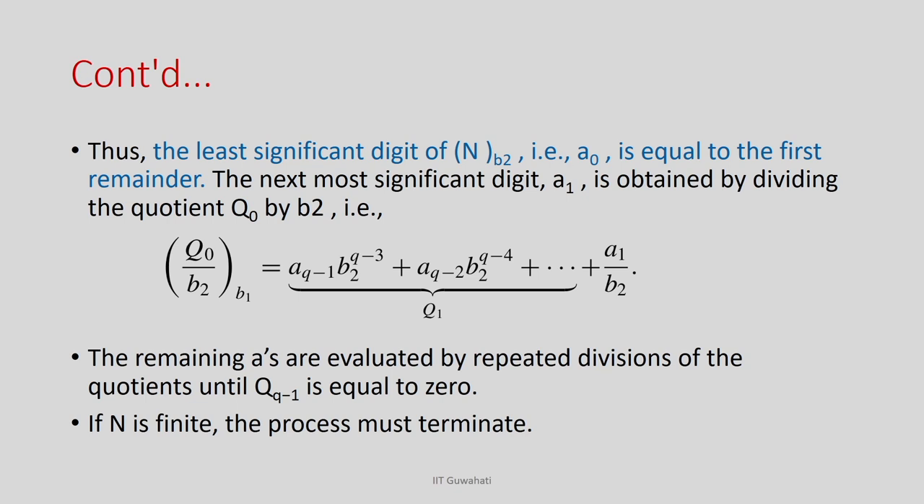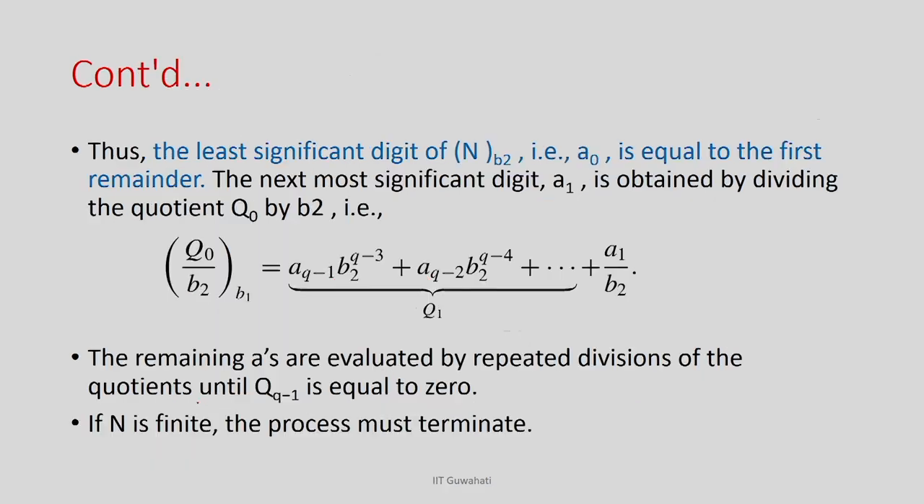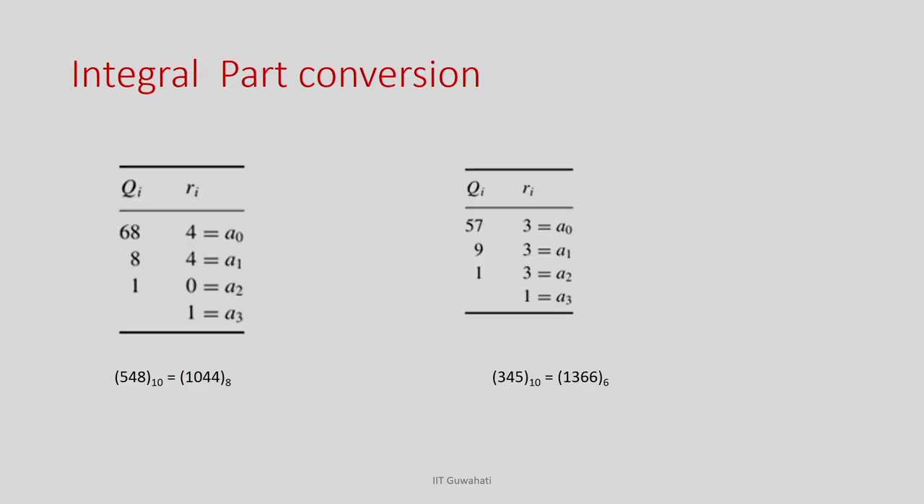So, after the first iteration, I will get A0, then instead of n, I will take Q0, whatever quotient I got from my first division, and again I will divide by B2. I will represent the number in B1, and whatever remainder I get is my A1. This is how I will keep doing this until I get Q(-1), and this process is finite because n is a finite number. Okay. So, let me explain this with an example.